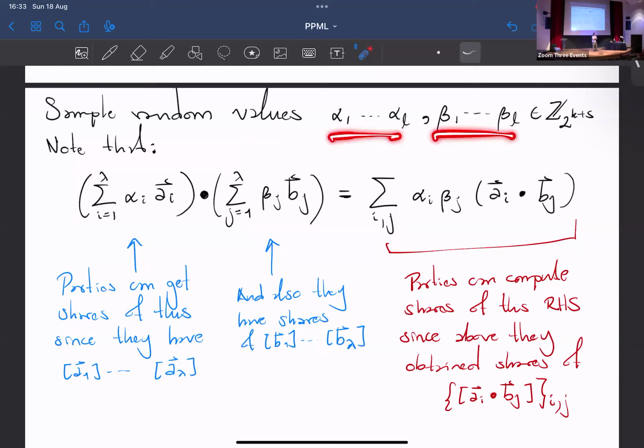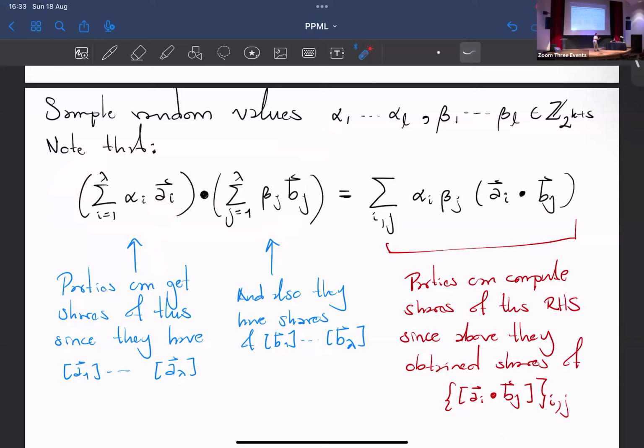So we're going to sample random values. We use the Fiat-Shamir transform for this. We can just take the transcript of the previous things and then get random values. We take a random linear combination of these vectors, of the AIs, of the BJs, of the AI and BJ.